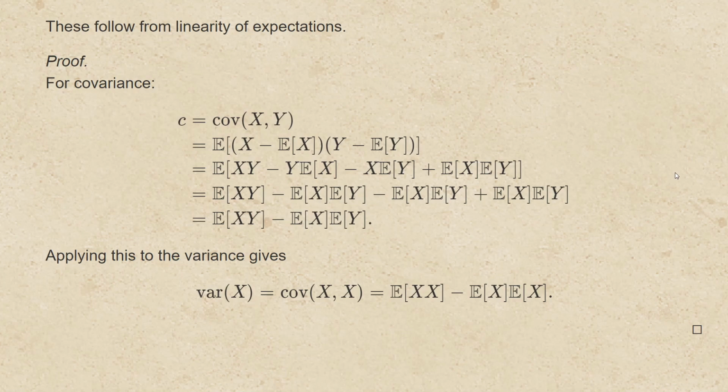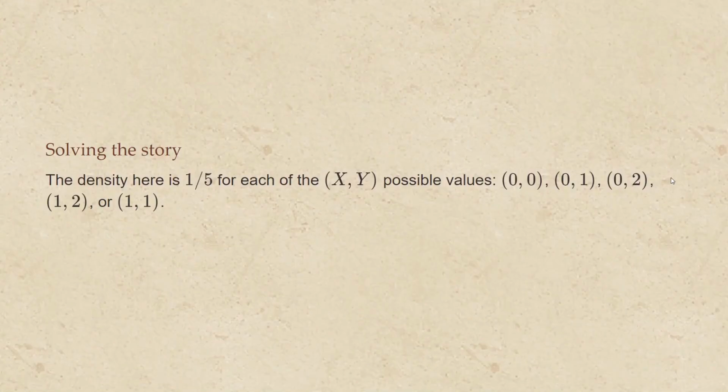Applying the covariance result to the variance tells us that the variance of x, being the covariance of x with itself, is the mean of x squared minus the mean of x times the mean of x. So now we're ready to solve our story from earlier.